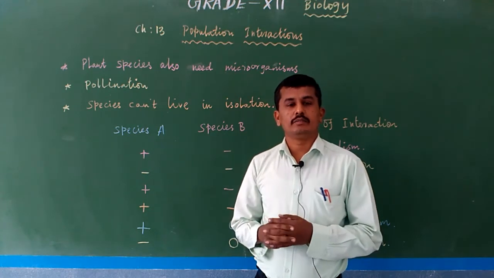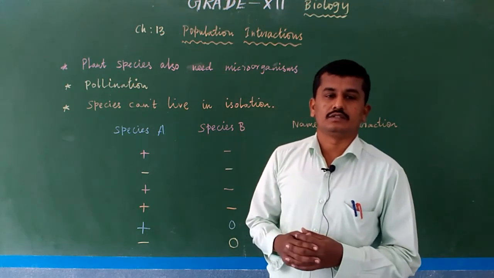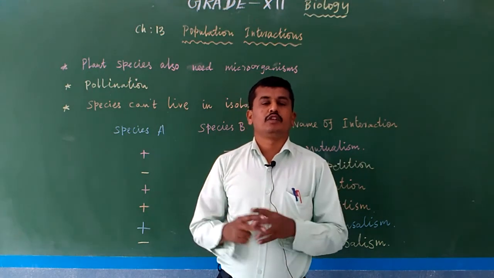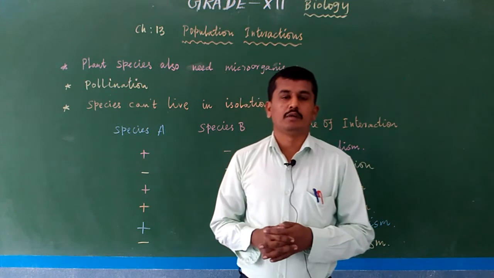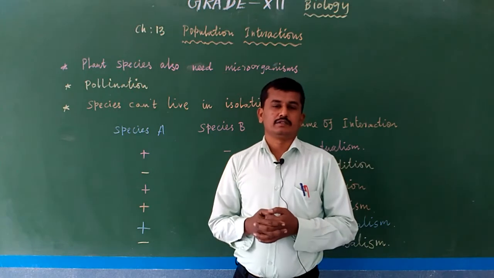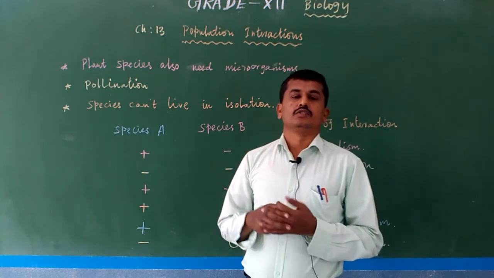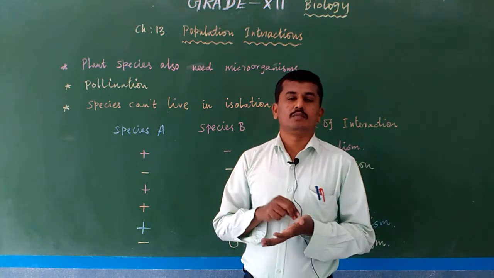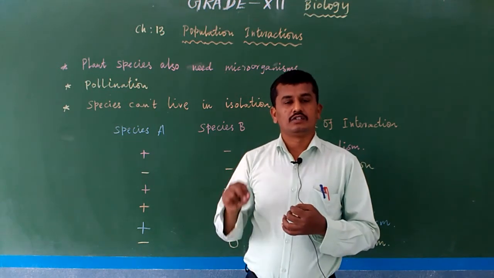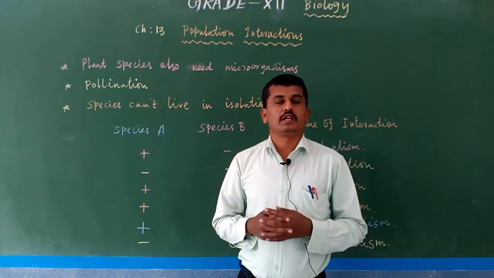A group of similar individuals, a group of similar species combined together to form one group, that is population. For example, Homo sapiens population is nothing but human population. Felis domestica population, nothing but cat population. Mangifera indica population, that is nothing but mango population. So, a group of similar individuals of one particular species surviving in a particular habitat is known as a population.